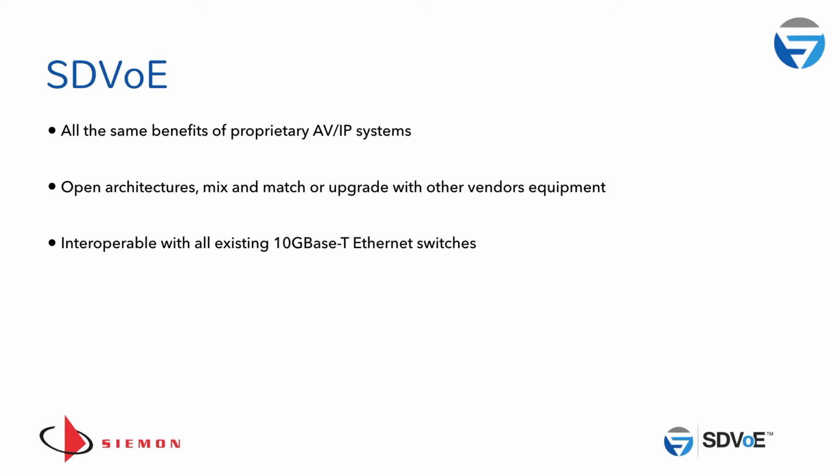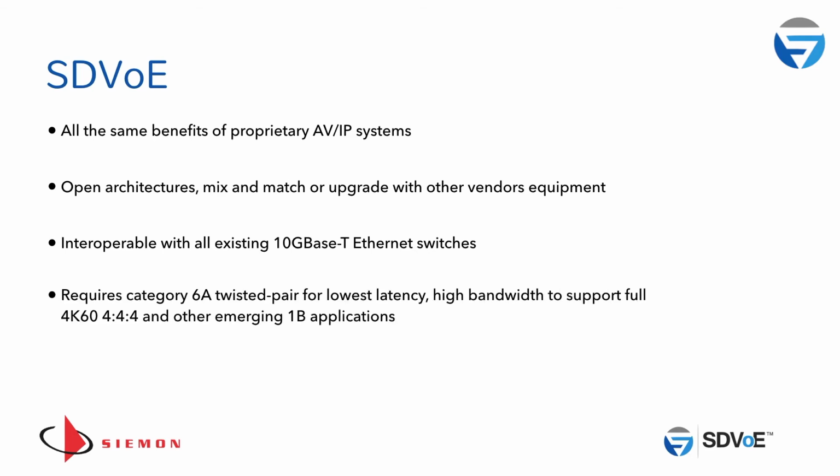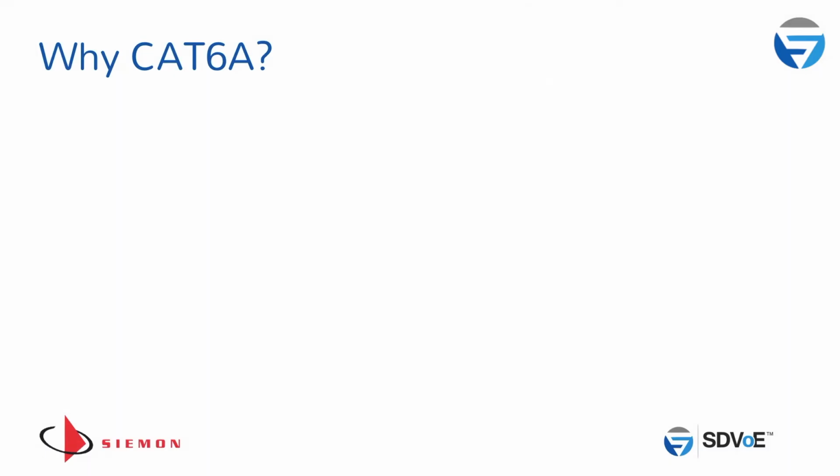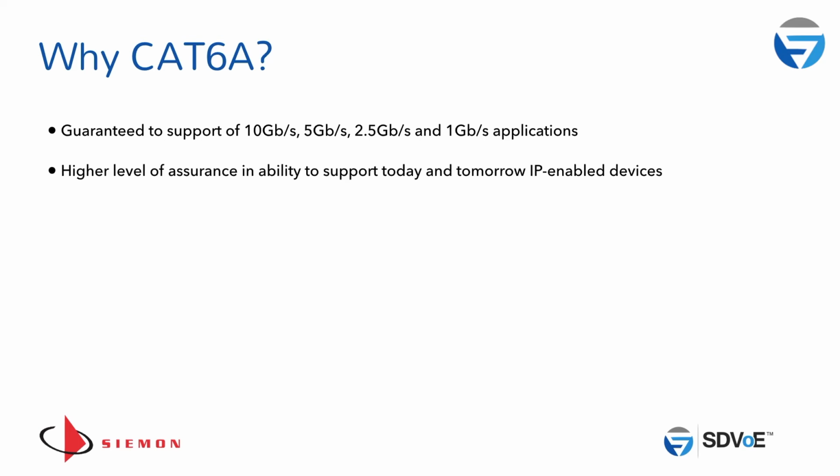And it does require category 6A twisted pair, which offers the lowest latency, highest bandwidth, and it supports 4K 4:4:4 over the full length of 100 meters of a horizontal cabling system. So why Cat 6A? Cat 6A is backwards compatible for all 10 gig, 5 gig, 2.5 gig, and 1 gig solutions. It offers the highest insurance to support not only today's networks, but tomorrow's networks for intelligent buildings and new technology.